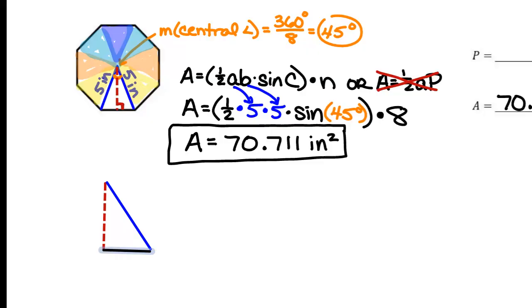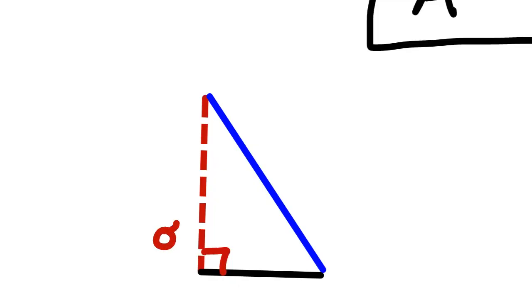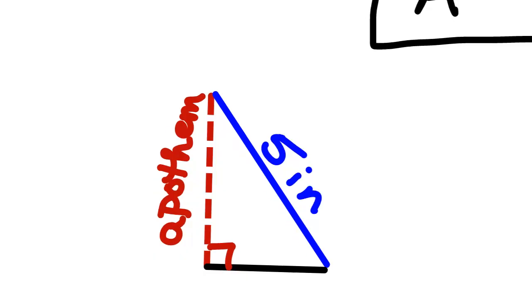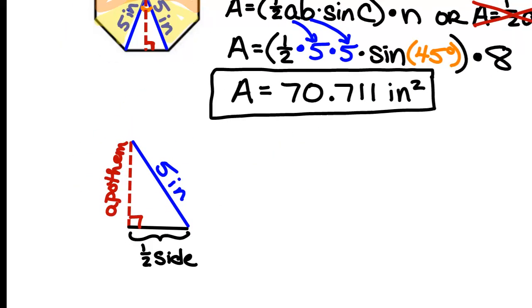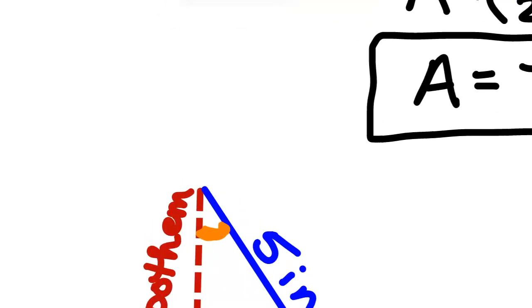All right, so here's that same triangle drawn a little bit larger. This is the apothem. This is my radius of 5 inches. This is half the side of the octagon. And this angle up here is not my central angle, but it's very closely related to it.